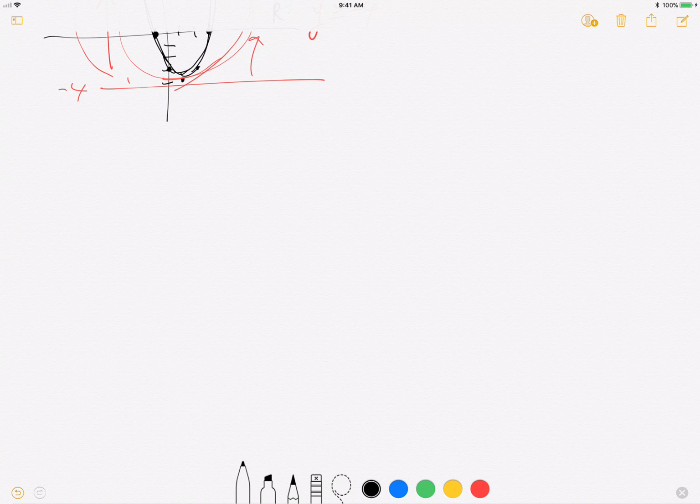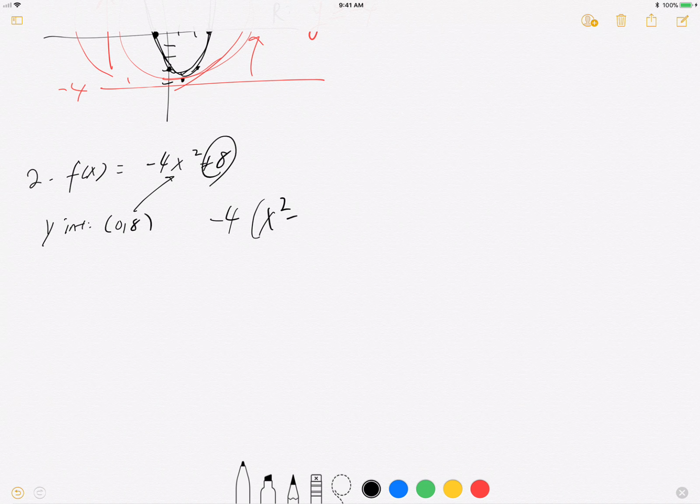Okay, so number 2, f of x is equal to negative 4x squared plus 8. Now right away, I know my y-intercept is at (0, 8) because of this number. And if you plug in 0 for x, you will get the same result. Negative 4, I can factor that out and get this. Whoa, I made a mistake. That's supposed to be a 2.